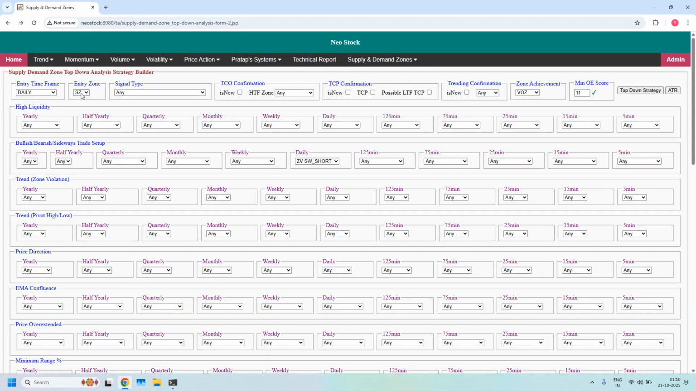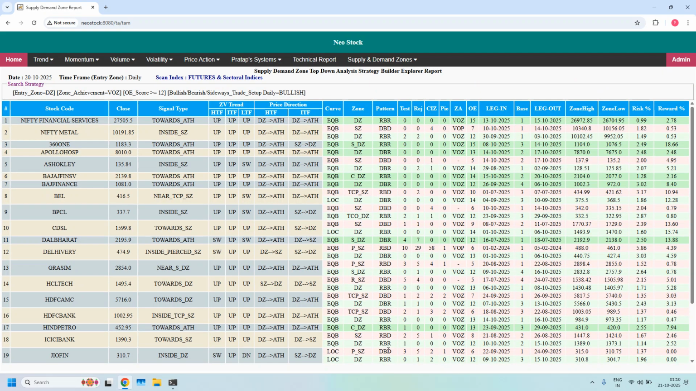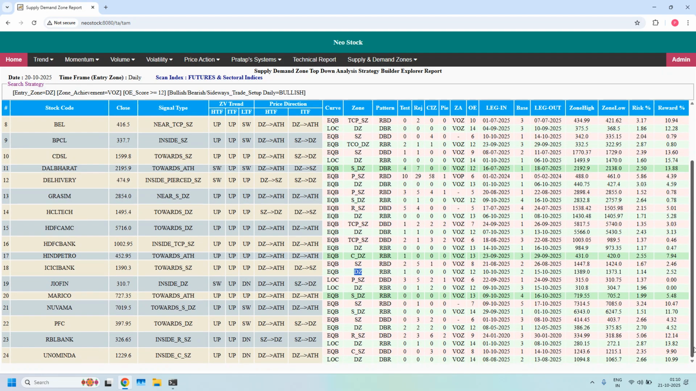Next, bullish trade setup for monthly income trade, changes are daily demand zone, bullish, minimum order hands score 12. So first 19 stocks supporting bullish trade setup for monthly income trade, and all the entry time frame zones are daily demand zones. So first 19 stocks in the list. Scrolling the list down, total 24 stocks are filtered.